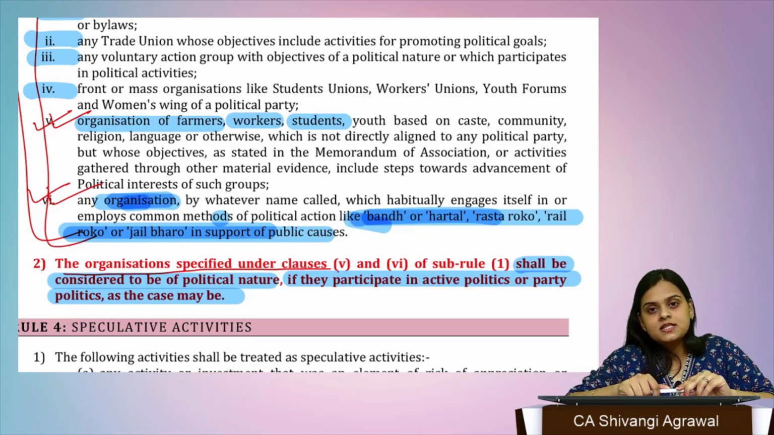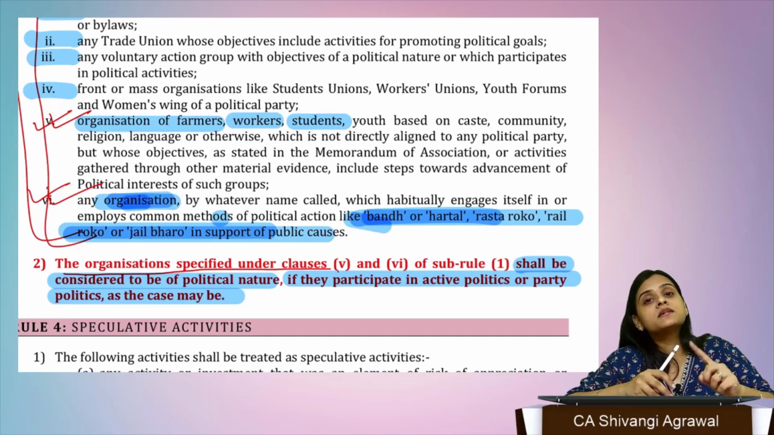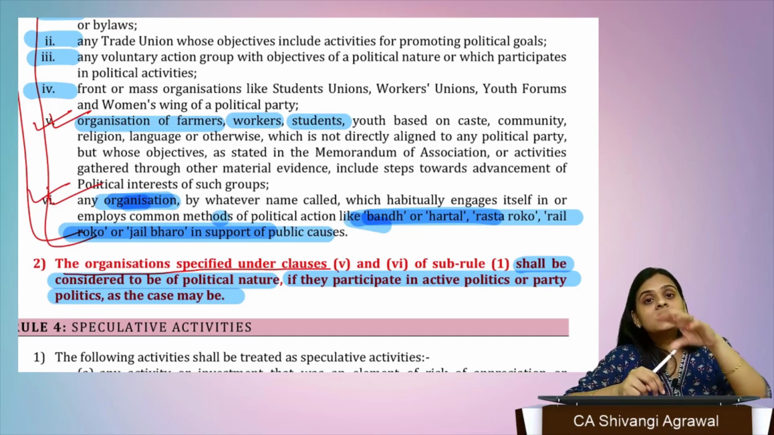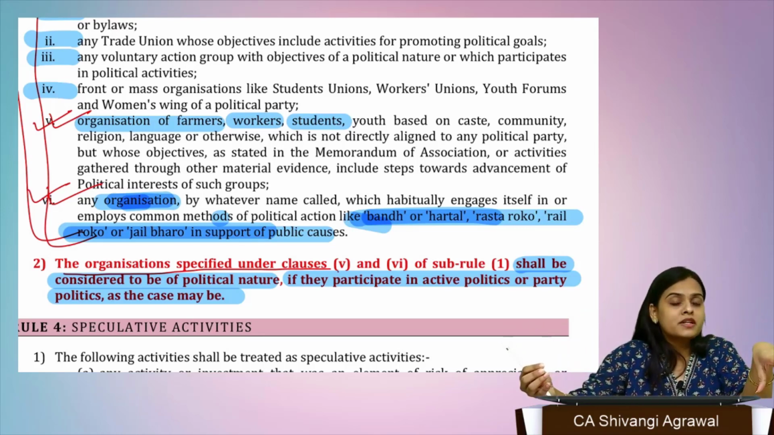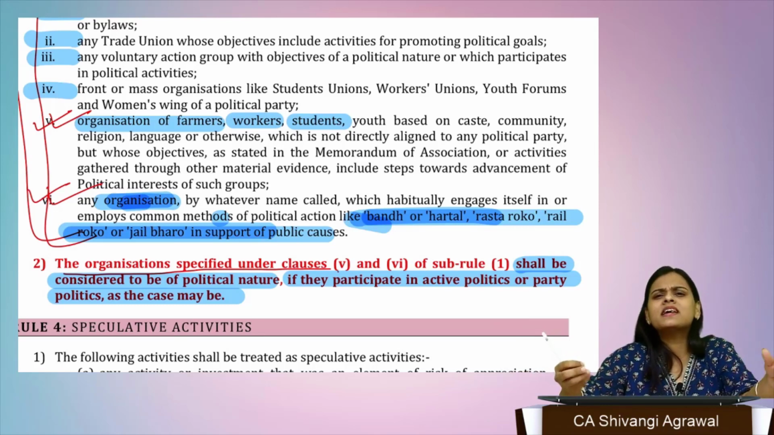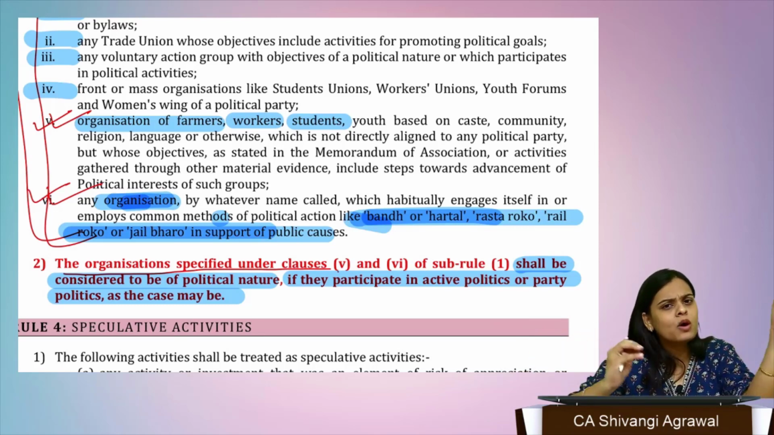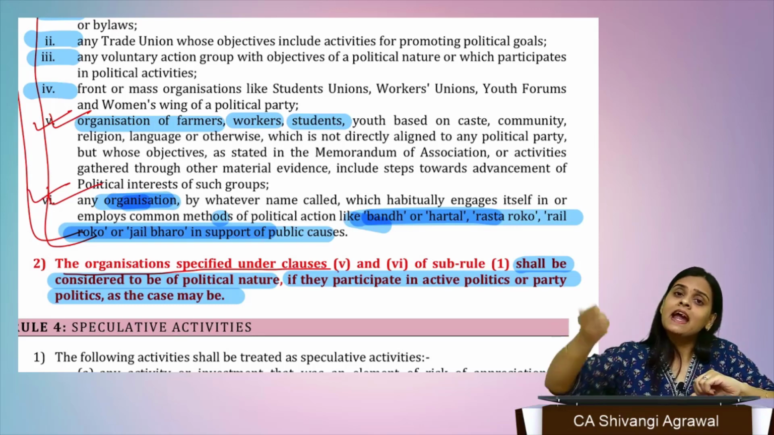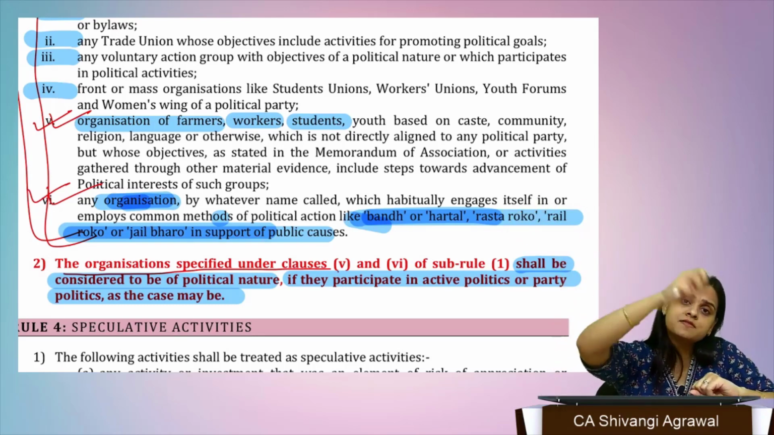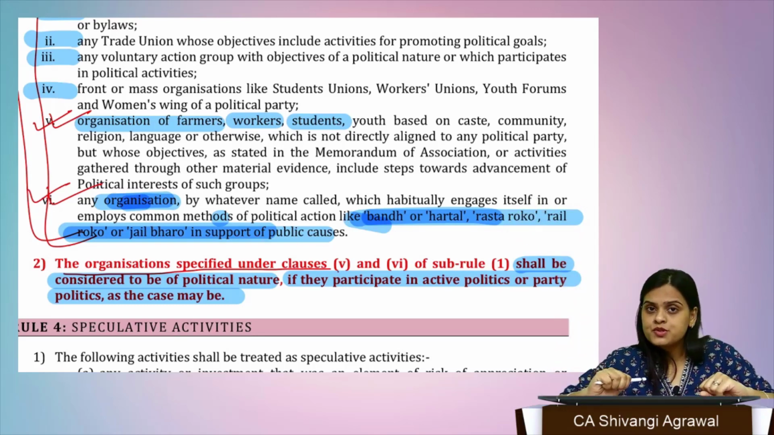What is active politics? Active politics is directly fighting for election. And party politics is if you're working for some party, so maybe these students are representing BJP. If they are doing so, then they cannot receive foreign contribution. But if they are not engaged in any active politics or party politics, then they are not an organization of political nature, and hence they are allowed to receive such foreign contribution.